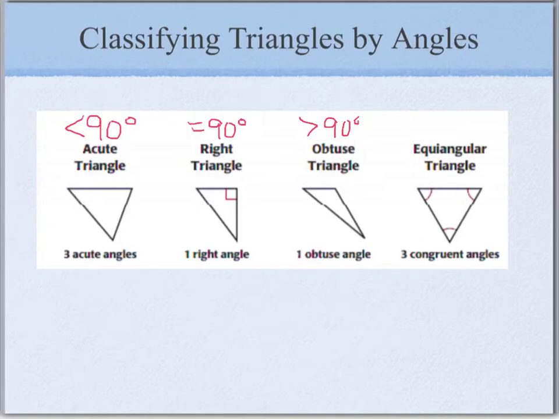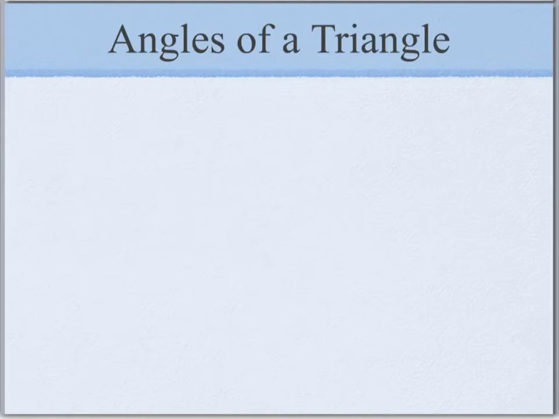Okay? What about if all three angles are the same? Then we call that equiangular. Okay? Equiangular literally meaning equal angles. Just like equilateral meaning equal sides. Alright, let's see these angles in the triangle.